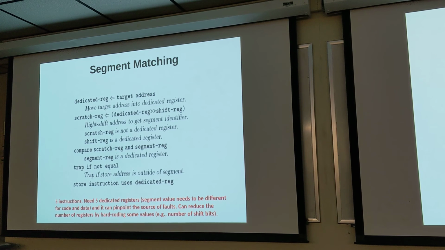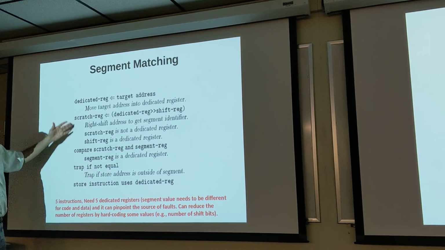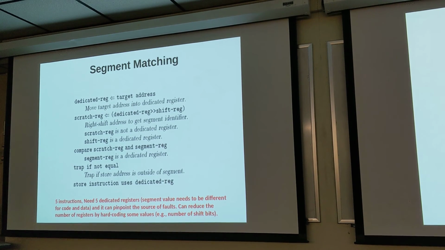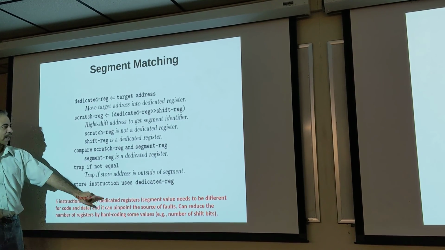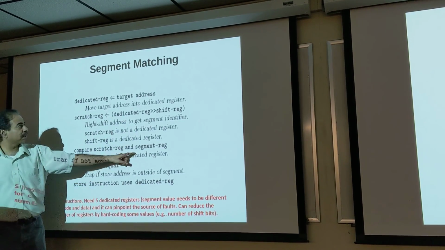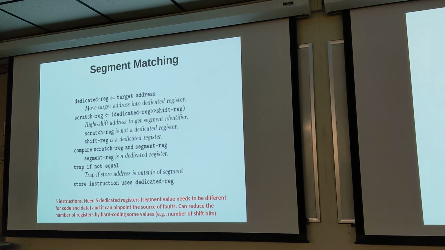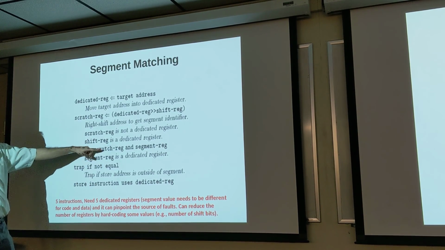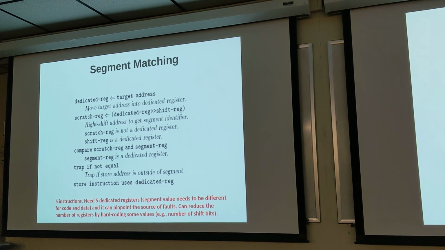So this particular implementation is not very efficient. You can imagine that before each memory access, I have to do these 5 checks, and I have to set aside so many dedicated registers. In fact, there are 5 dedicated registers required, because some of these registers, like segment registers and dedicated registers, have to be separate for code and data. So the shift register could possibly be shared, but the segment register and the dedicated register have to be different for code and data. So you end up having to have 5 registers.